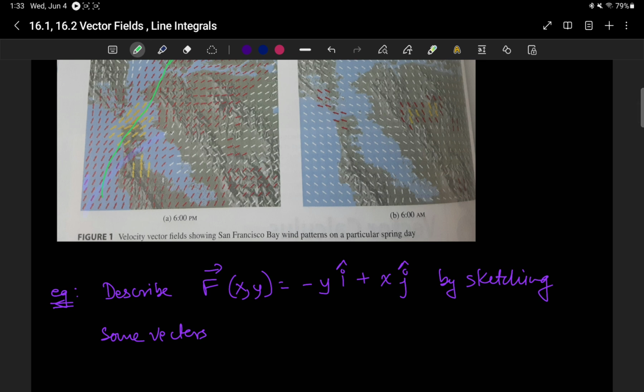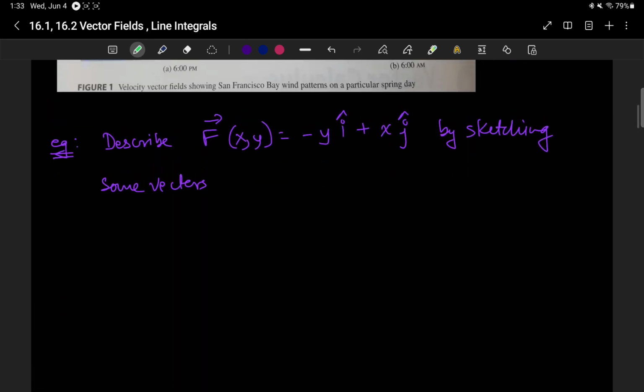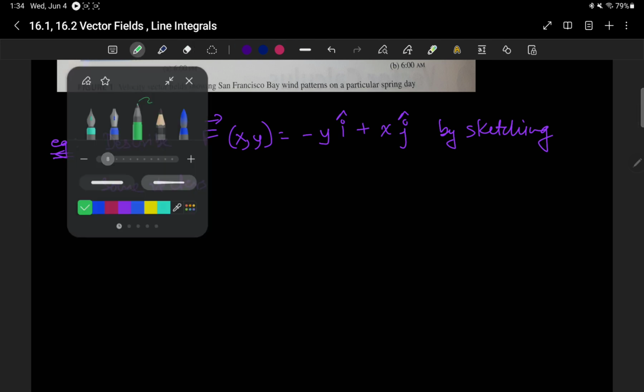Let's look at one more example, which says, describe the vector field given by negative y i cap plus x j cap by sketching some vectors. So first of all, just like with functions, we can take values of x, y. Wrong color.